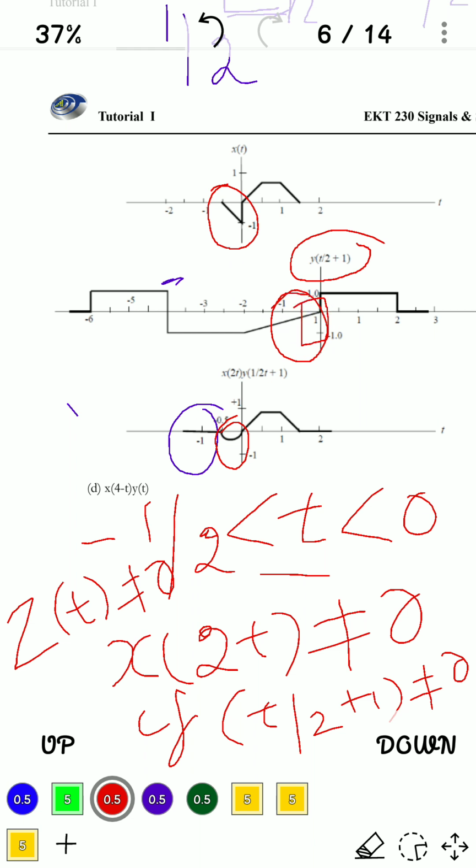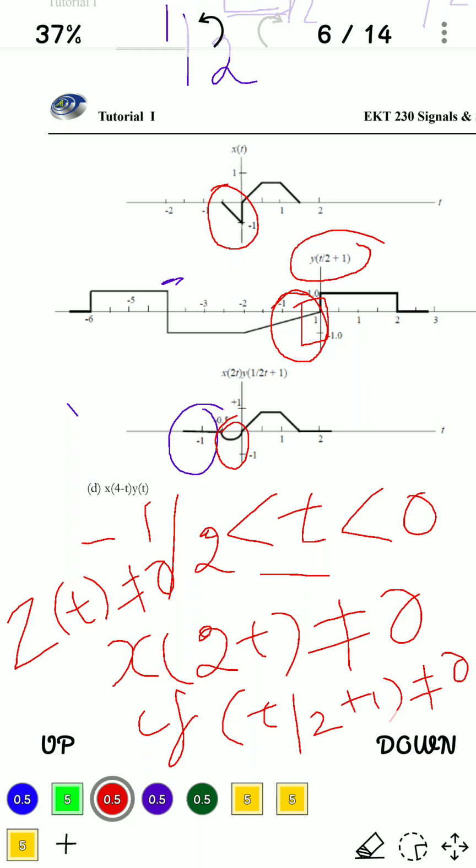So for this time period, minus 1 by 2 is less than t, less than 0, y of t by 2 plus 1 is also not equal to 0. Therefore I can say that my z of t is not equal to 0. So you get a signal like this, right?